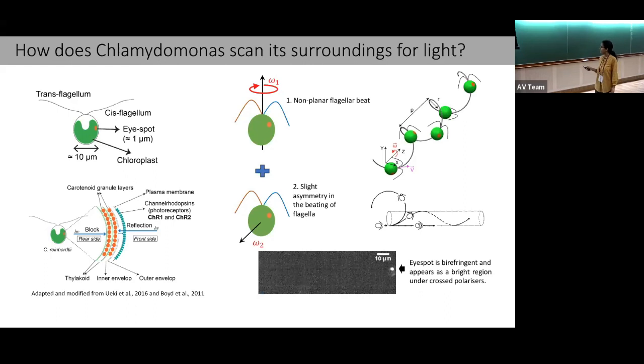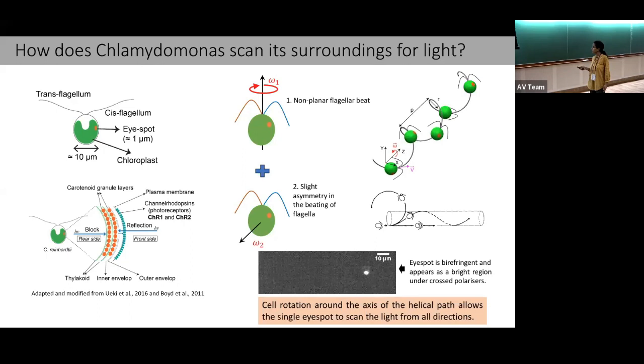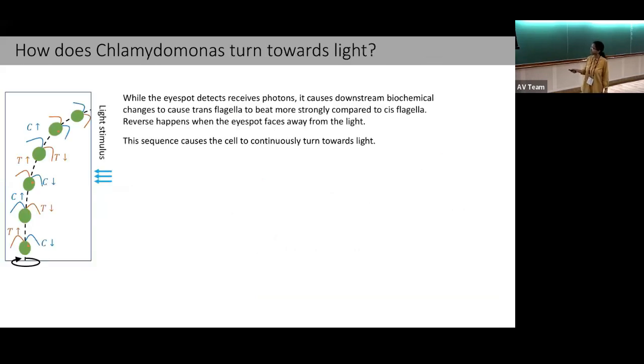And you can visualize this. The eye spot becomes bright under polarization microscopy. And so this bright thing is the eye spot. And then you can just watch the cell, you can see that the body is spinning. The eye spot goes from left to right. Okay. And so essentially by spinning the body, the cell is scanning the 3D environment for the presence of a light stimulus. And then what happens when the light stimulus falls?